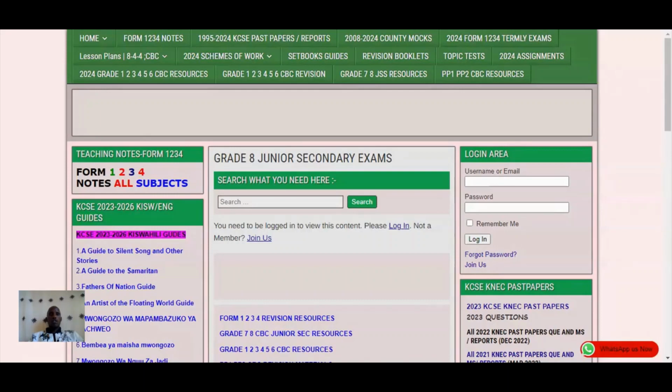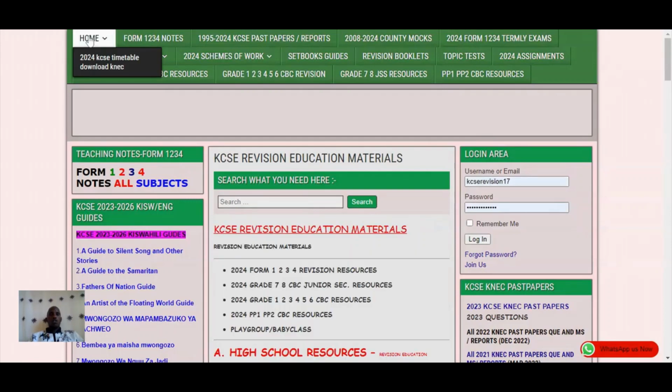We have several products we are offering, and that is Form 1, 2, 3, 4 Division Resources, Grade 7 and 8 CBC Junior Secondary Resources, Grade 1, 2, 3, 4, 5, and 6 CBC Resources, PP1 and PP2 CBC Resources, and we also have play group, which is also called baby class. So for example, let's try accessing some product at Form 1, 2, 3, 4 resources.